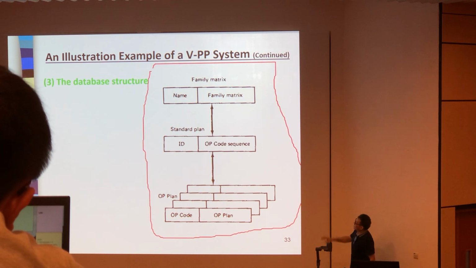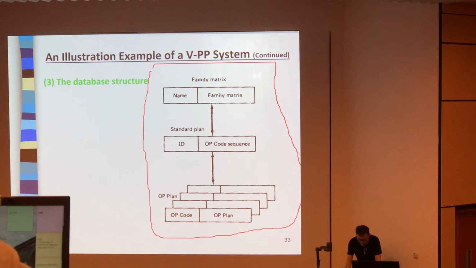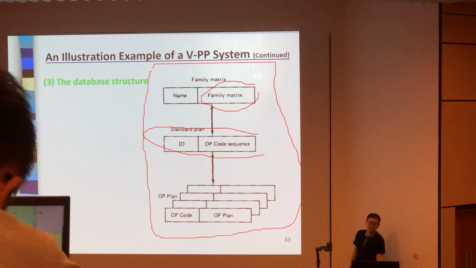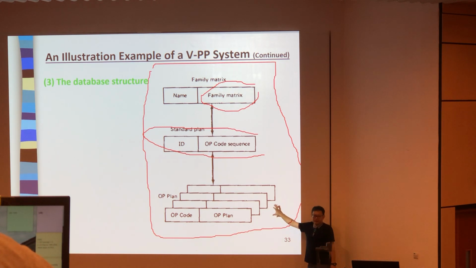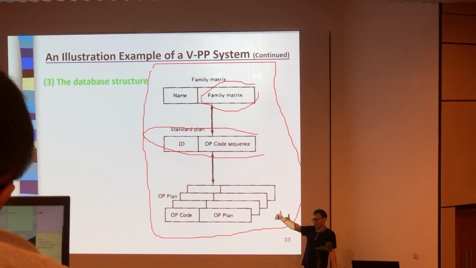Actually, for each part family, there will be 3 levels of information. The first one on the top is the family matrix. There will be a family matrix there, as its name. And underneath that, it will be the standard plane, which is the OP code in sequence. That's the second part, standard plane. When we define the OP codes, we know that a single OP code represents a list of processes that can be carried out by a particular machine.